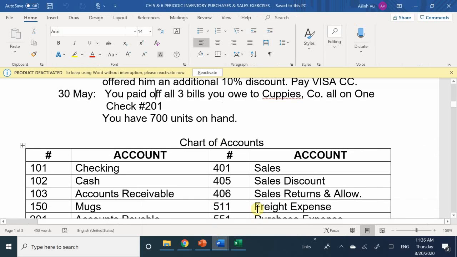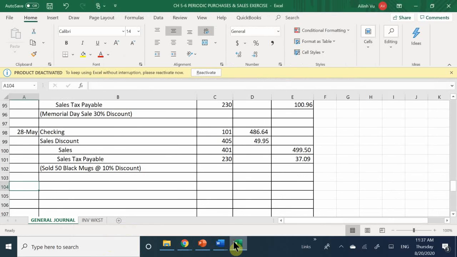So here, after we've done that, May 30th, you paid all 3 bills that you owe to Cuppy's Co. all on one check. All right, check number 201. Now, we've got to do some calculations on the side because we did a bunch of purchases. We also did a lot of returns. So let's go ahead and look at our inventory worksheet.